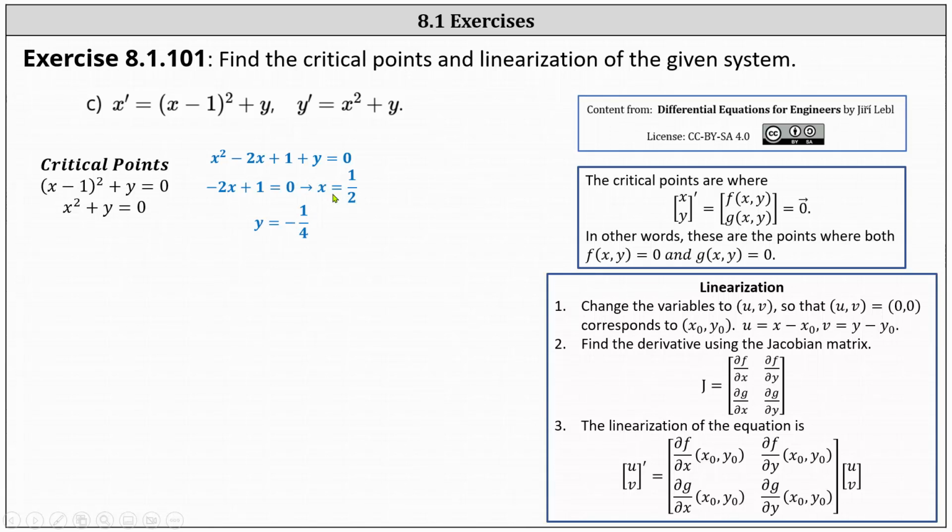And then if we substitute x equals 1/2 into the second equation, we have the square of 1/2 plus y equals 0, giving us y equals negative 1/4. This is the only critical point of the system.